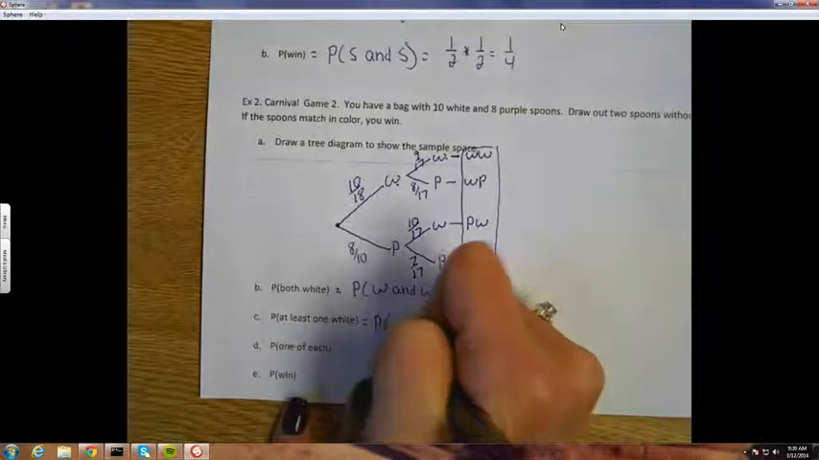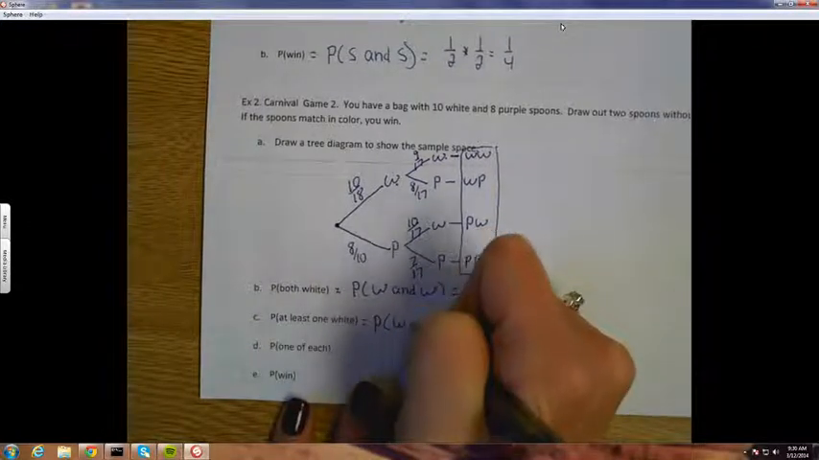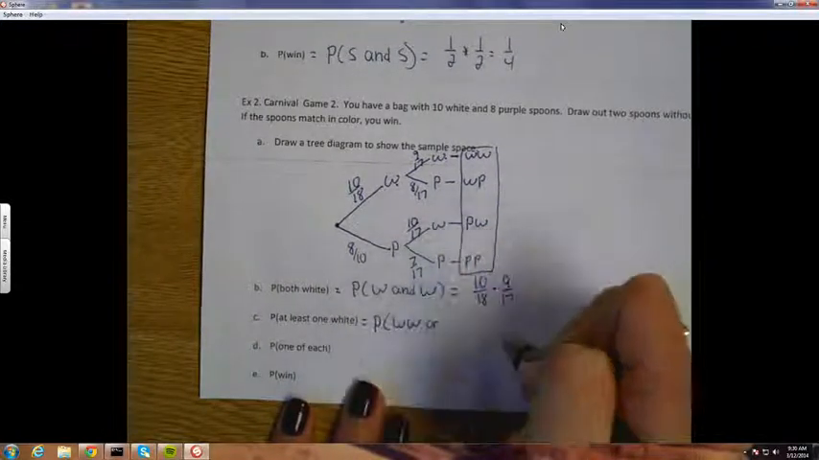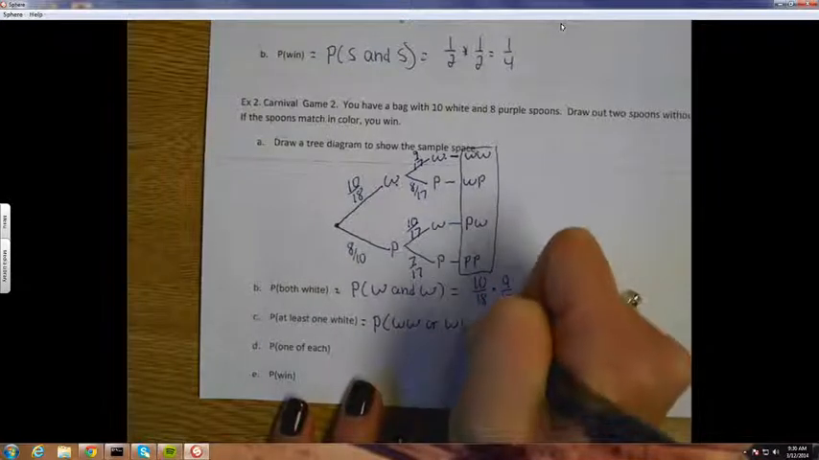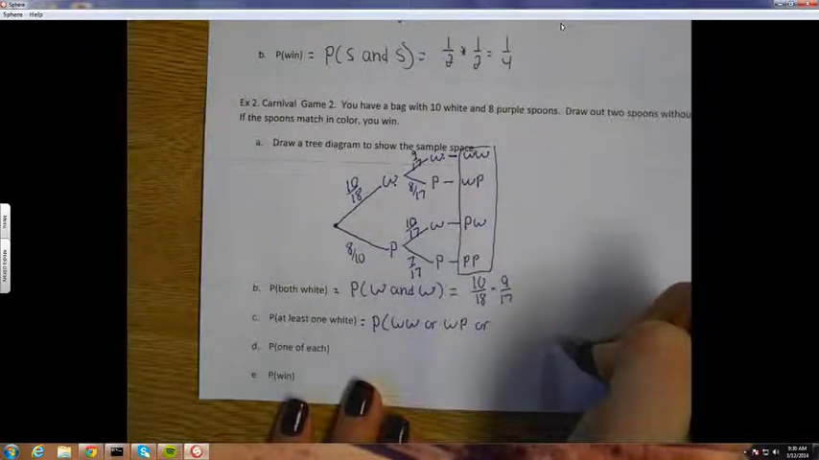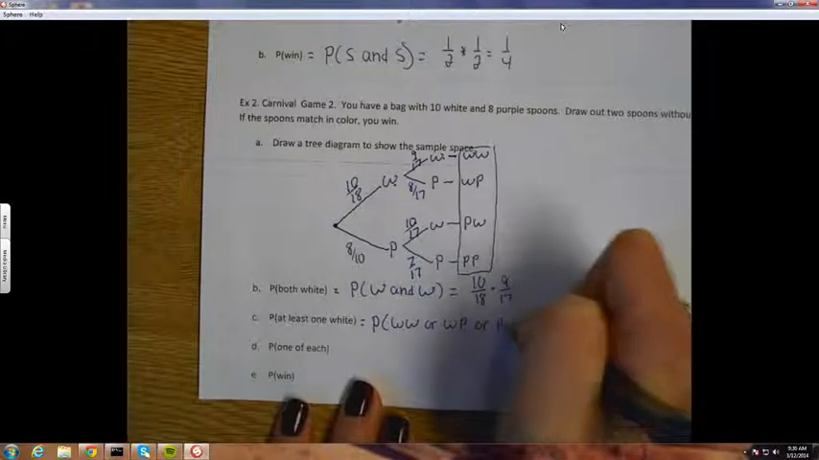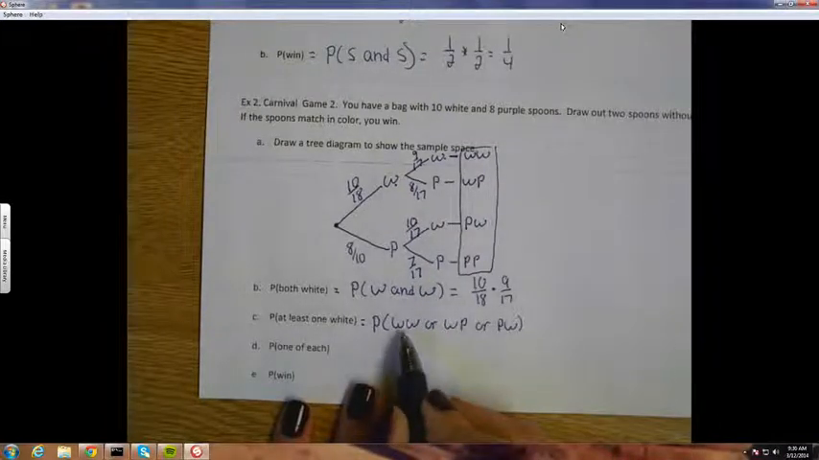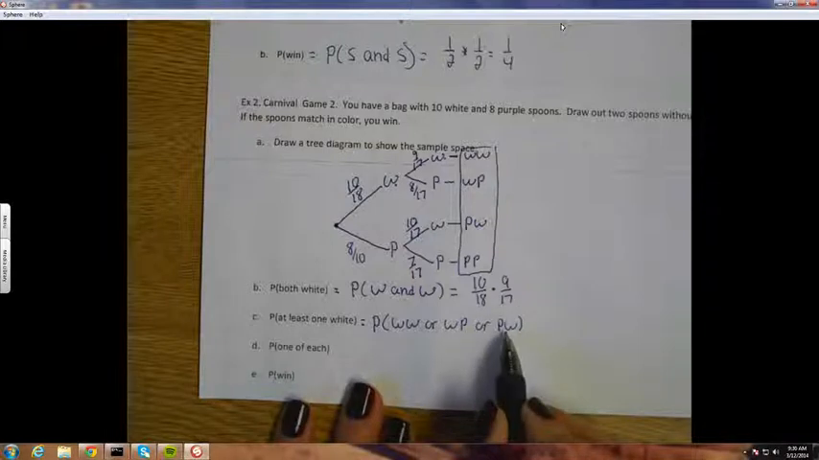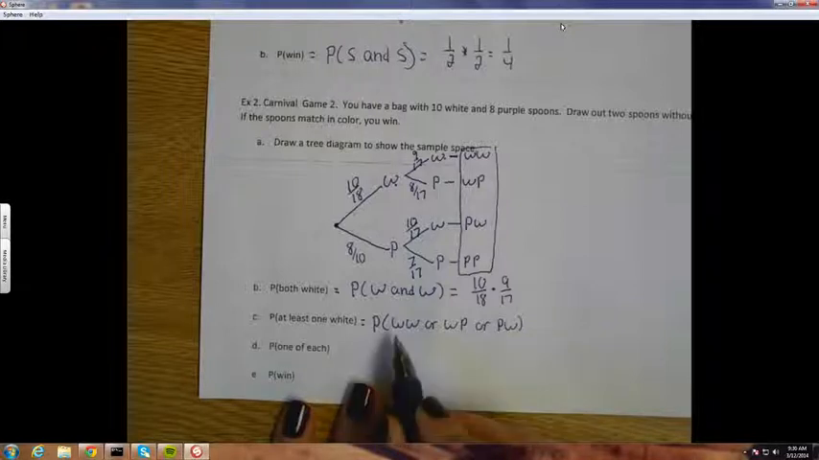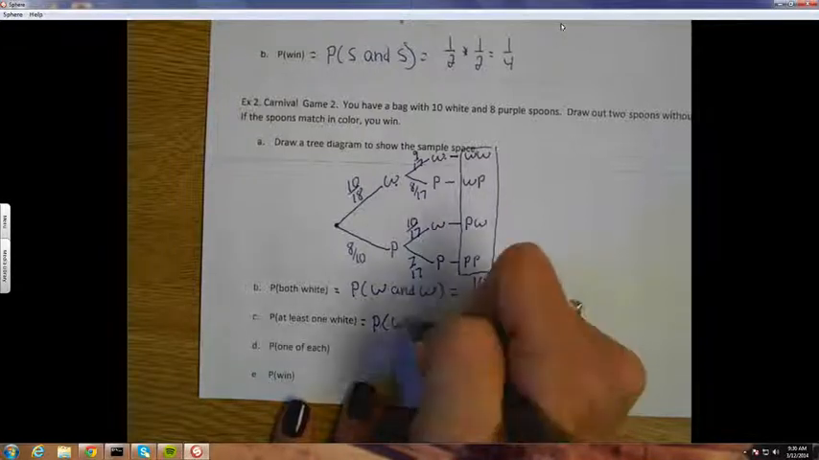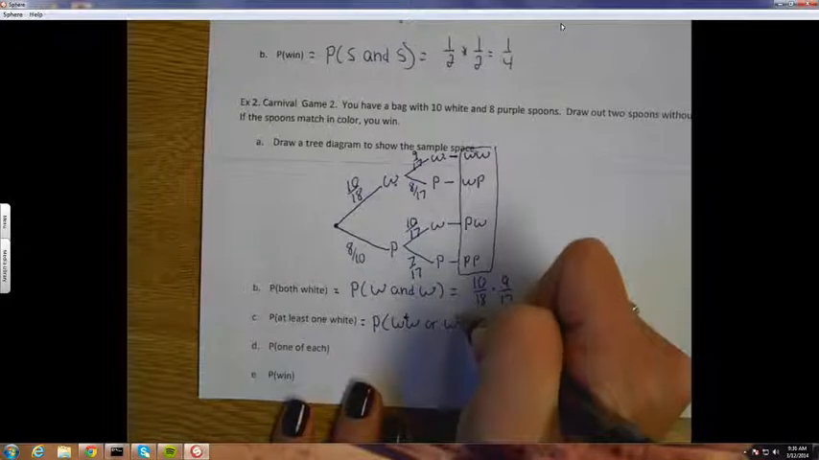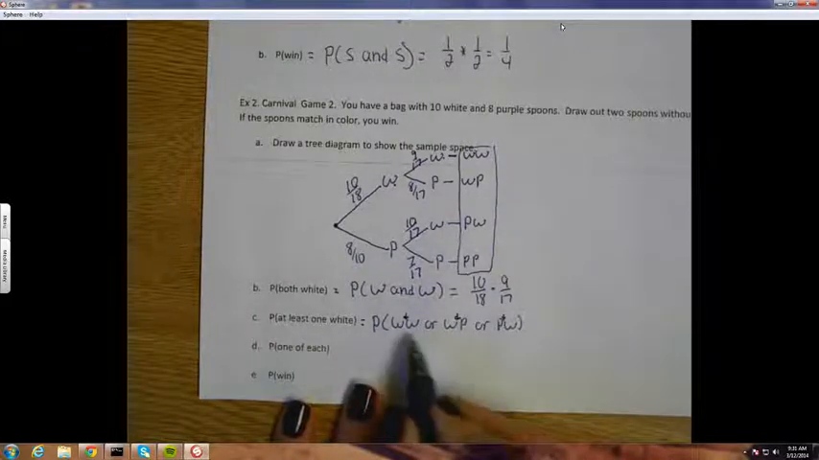Probability of WW or WP or PW. What would be between each of these, the WW and the WP and the PW? What word would be in between that you didn't say? Is it white or white? Or white and white? White and white. So these are ands. I'm going to put a little and in there. But then each case is separated by an or.